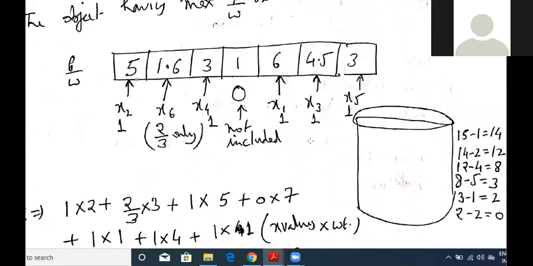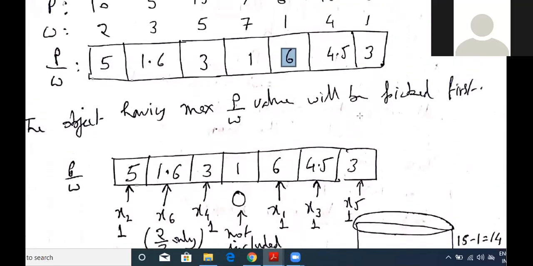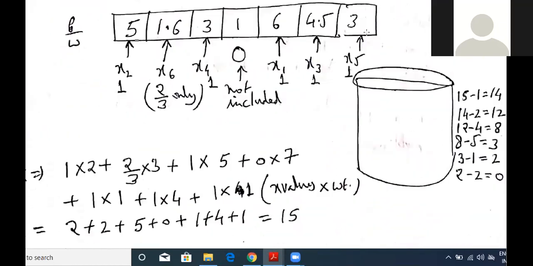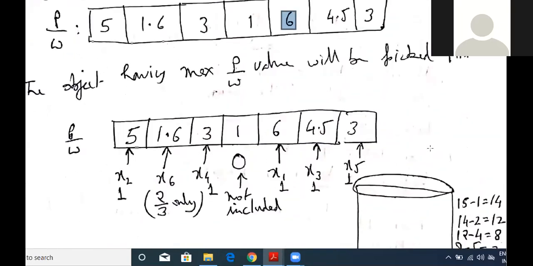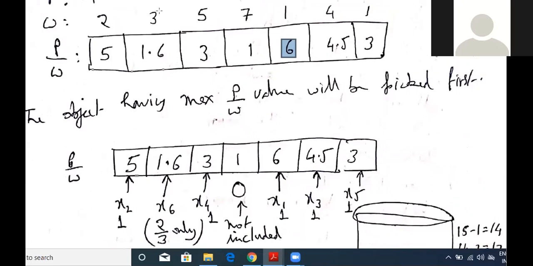So now let's move. After x4, the next item is x5, that is this one. The weight associated with this item is 1. So it means we have to reduce the weight. 3 minus 1 is 2. So at present the knapsack can carry only 2 weight. So let's see our next item. Our next item is x6, proceeding in this manner. So x6 means this item, and the weight associated with this item is 3.